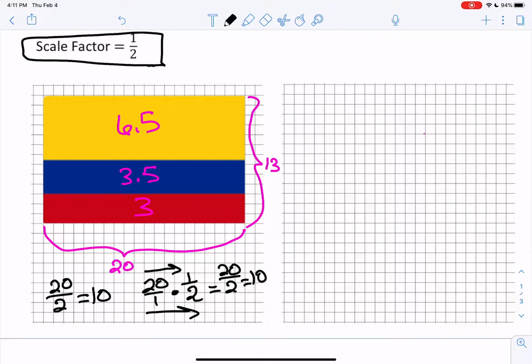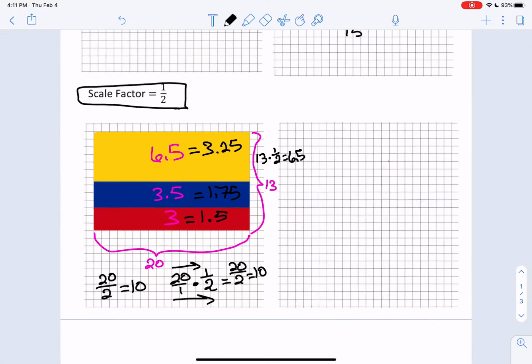Okay, 13 divided by 2, or 13 times a half, or 0.5, ends up being 6.5. Now, 6.5 divided by 2, or times a half, equals 3.25. 3.5 times a half is 1.75. And 3 divided by 2, or 3 times a half, is 1.5. Now we're ready to make our flag.